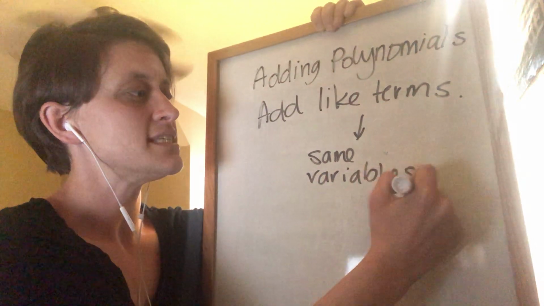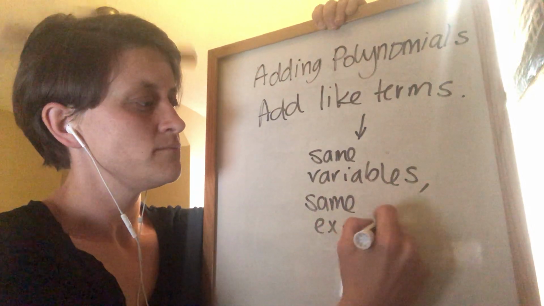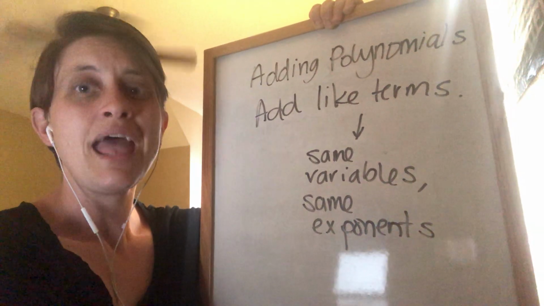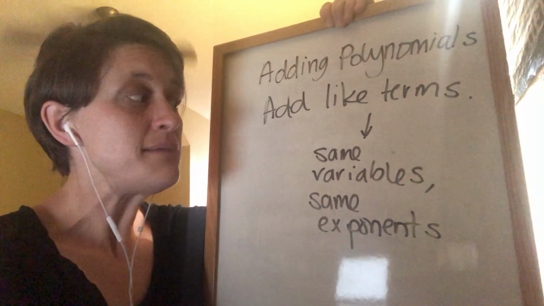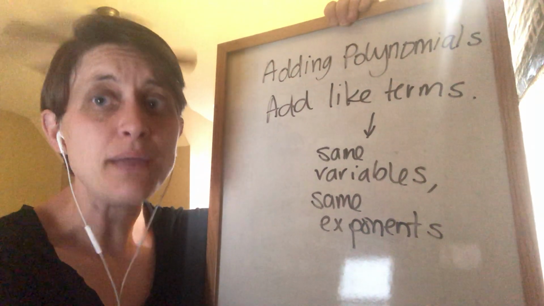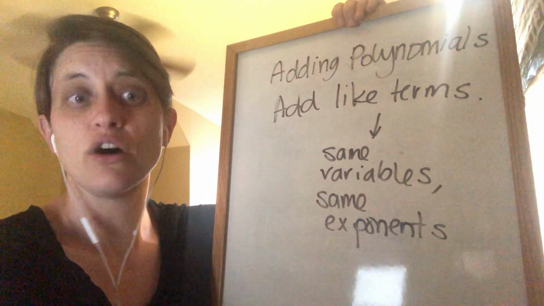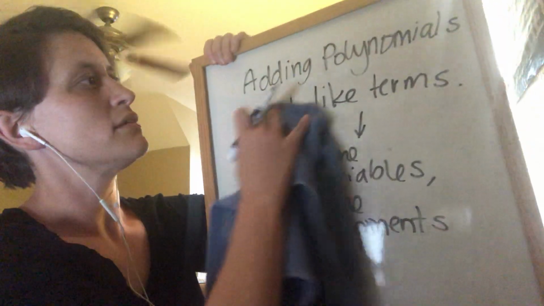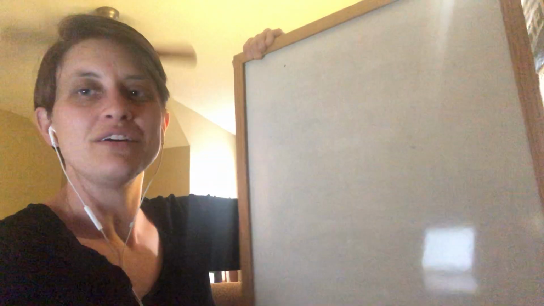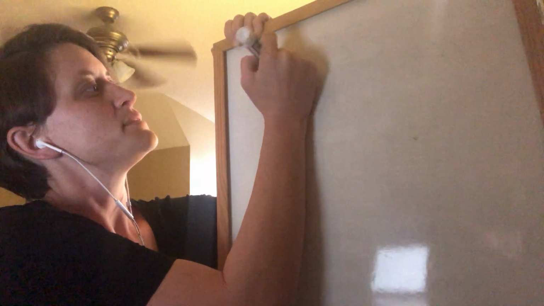Remember what like terms are? Like terms have the same variables with the same exponents. And we add like terms by combining their coefficients, keeping the variables and exponents because that's the type of term it is, but we just add the coefficients to get the new coefficient on the term. All right, so let's do an example of adding polynomials. Again, you have already done this. We've just never called it a polynomial before. All right, so let's do some examples.